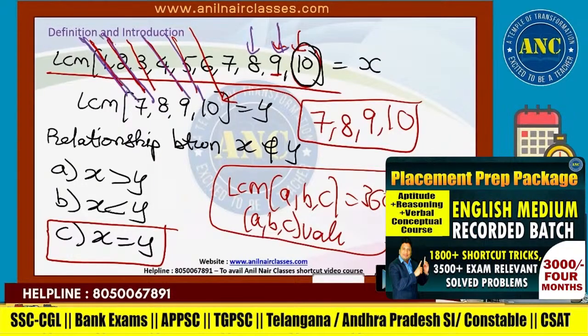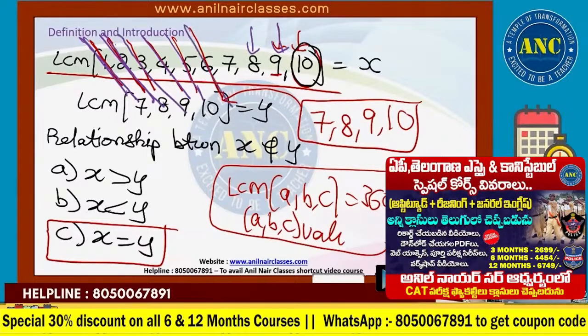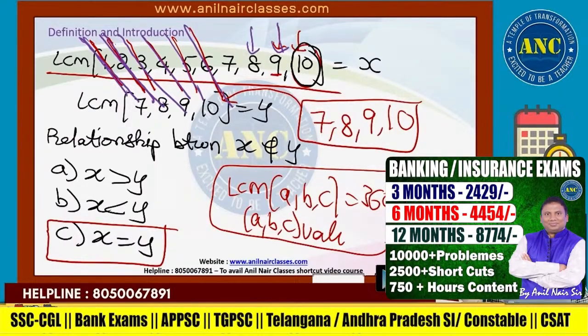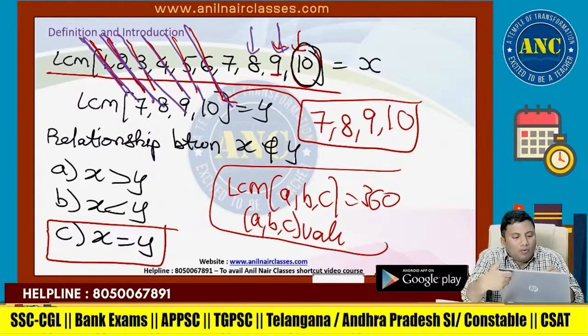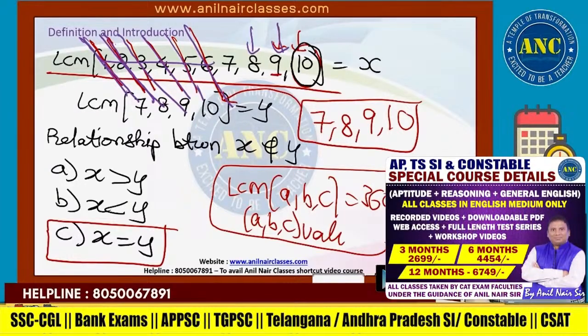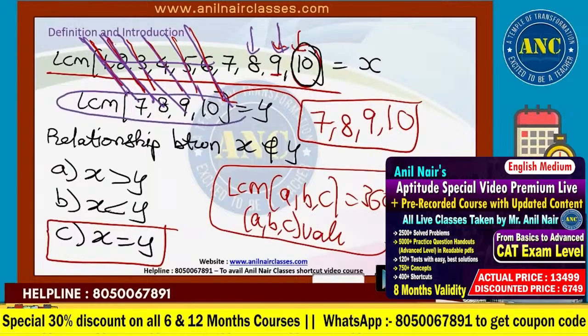I am eliminating 1, I am eliminating 2, I am eliminating 3. If 2 and 3 are eliminated, why will 6 be there in the set? 6 is derived from 2 and 3. When 2 is out and 3 is out, 6 will also be out. 1, 2, 3, 4, 5, 6. Right? So, 1, 2, 3, 4, 5 and 6 can be eliminated. Now, why did I give these, the LCM of 7, 8, 9 and 10?